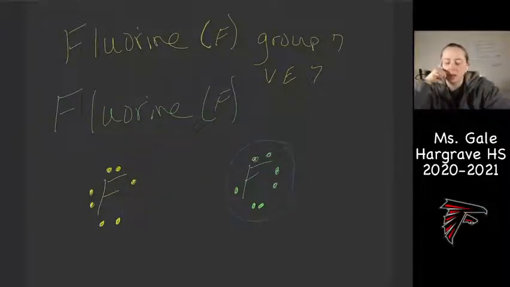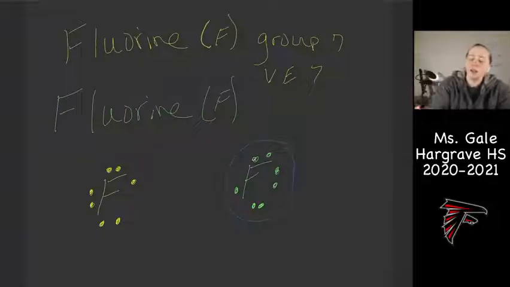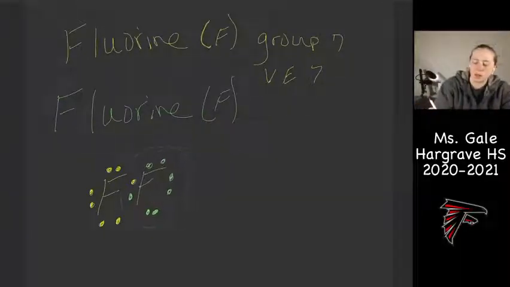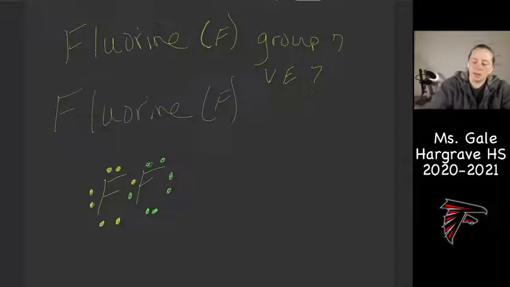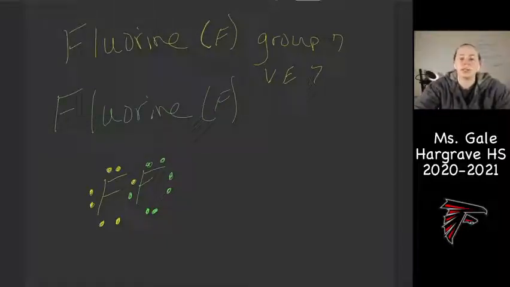We take that fluorine because he needs one, and the other fluorine needs one as well. They can share those 2 electrons between each other and make a puzzle piece, and they fit so nicely.